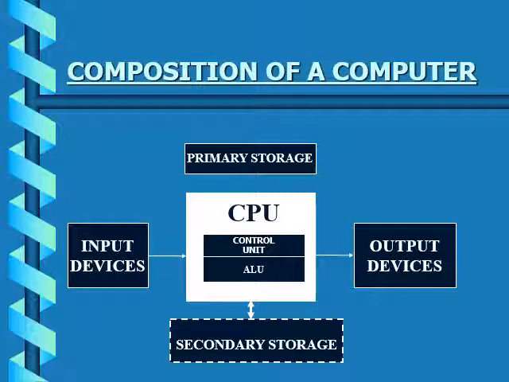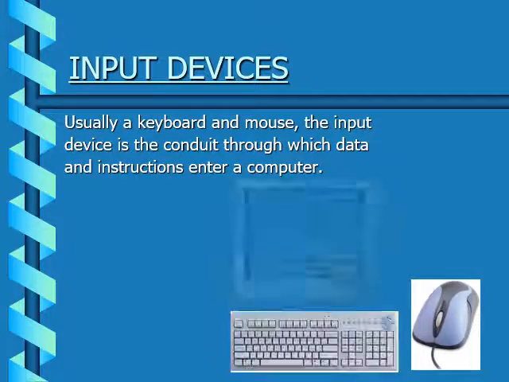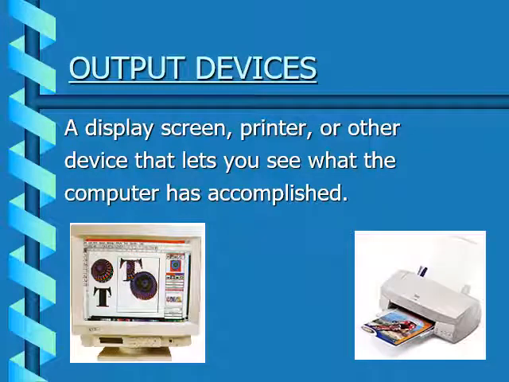So there you have it. That's the composition of a computer. Let's move on. So we've got input devices such as the mouse, the keyboard, the touch screen, the scanner. We can scan something into the computer. We've got the output devices, which are the display screens, the printer, and the speakers.